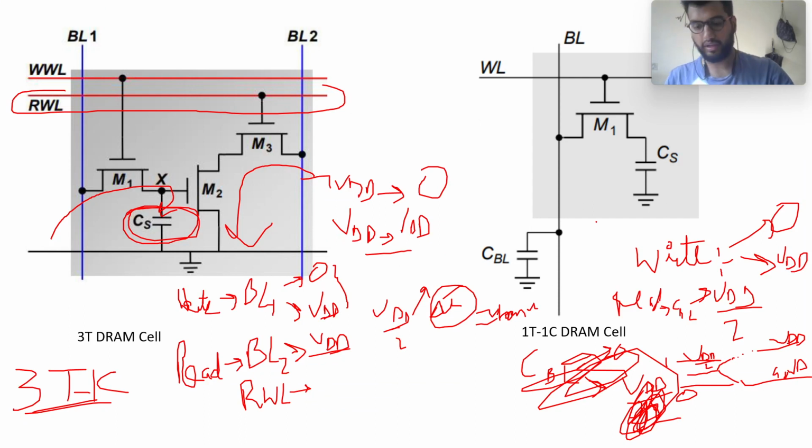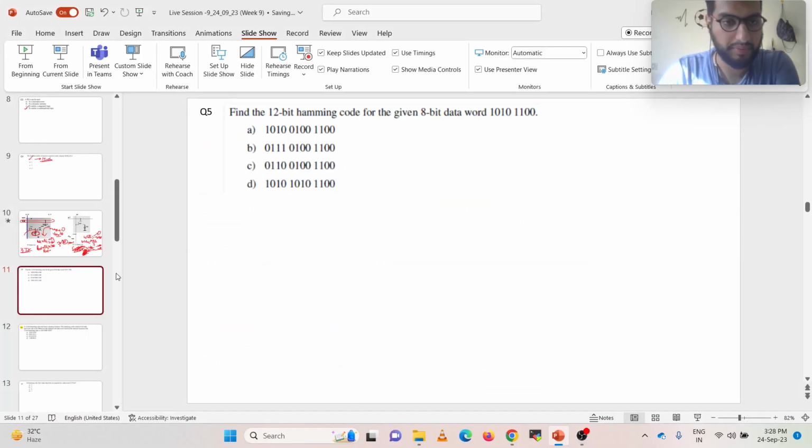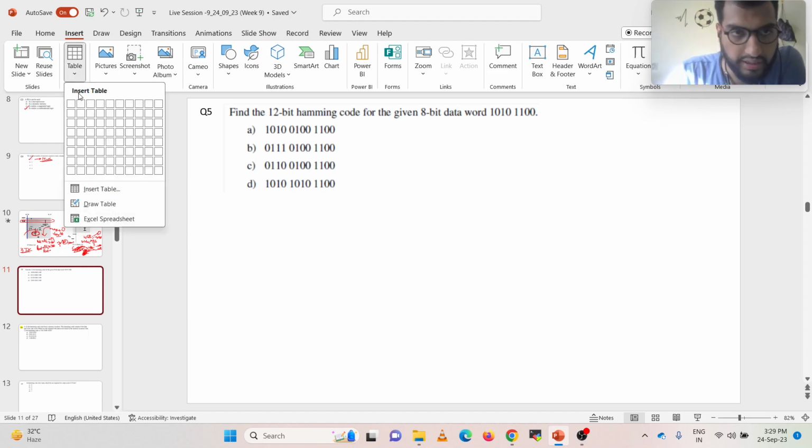Now we have problem number 5. Question 5 asks us to find the 12-bit Hamming code for the given 8-bit data word. So we are given this 8-bit data word and we need to find the 12-bit Hamming code. Basically, we need to find the parity bits. So let me draw a table to approach it.